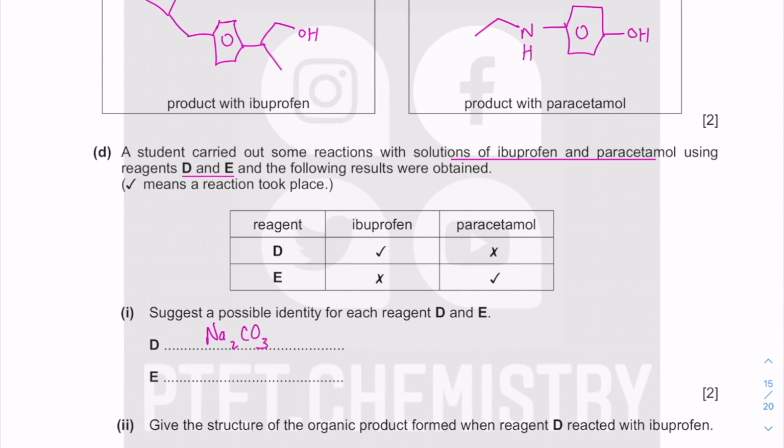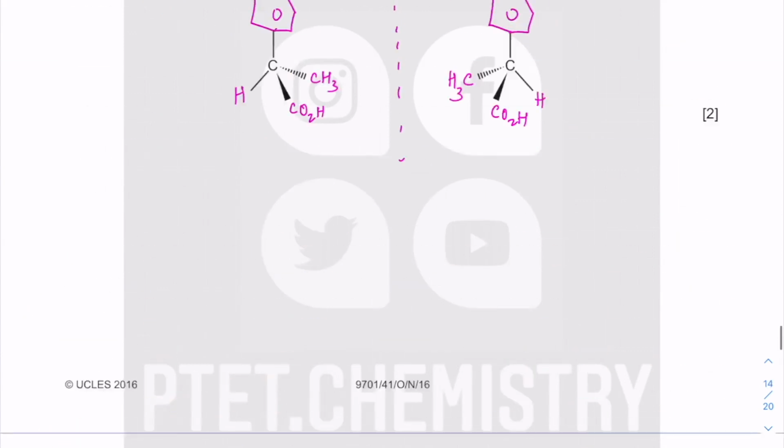It could have been potassium carbonate, it could have been magnesium carbonate, as long as it's a carbonate, as long as it's the correct formula for the carbonate, Na plus CO3 2 minus. Of course you can come up with calcium carbonate, magnesium carbonate, potassium carbonate. As long as it's a carbonate and as long as you get the correct formula, I think it will have been alright. Okay. E, negative with ibuprofen, positive with paracetamol.